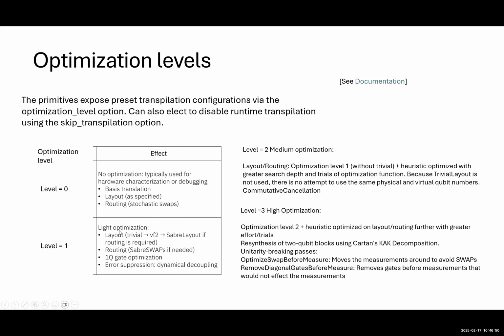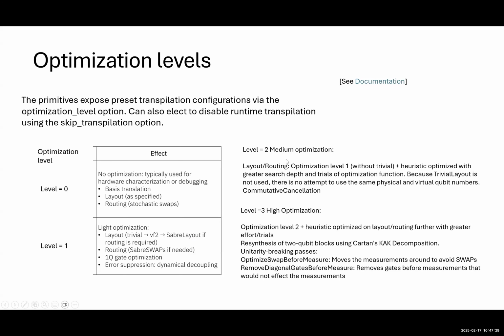Optimization level 1 has some light optimization. It does some layout, from trivial to VF2, and several layout attempts if routing is required. This will be explored in more detail in lab 1. We'll ask people which lab they want to cover, but this will be covered in lab 1. Routing, one-qubit gate optimization, like combining, and error suppression.